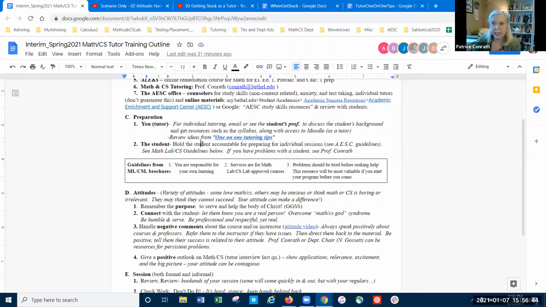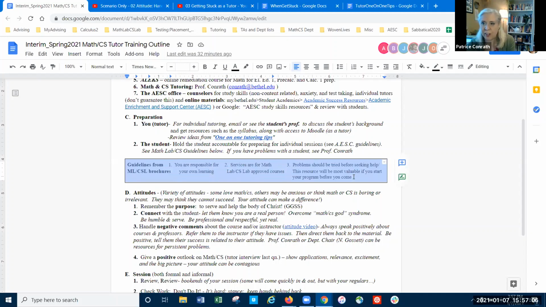Anytime a student is linked up individually with a tutor, the Ask counselors meet with them and go through some guidelines with them. I believe they'll probably give those to you in the tutor training that you do through the Ask Office. But also in Math Lab and CS Lab, we expect that students should be responsible for their learning. Normally in a normal semester, we're passing out brochures to students with these guidelines. We're not passing out brochures this year, but these are the statements that we put on there.